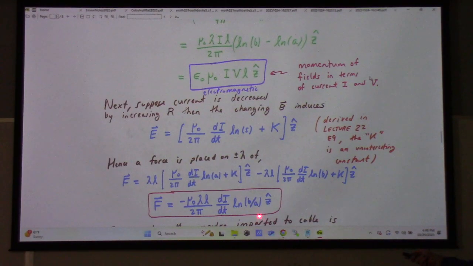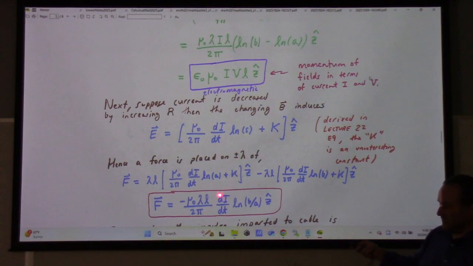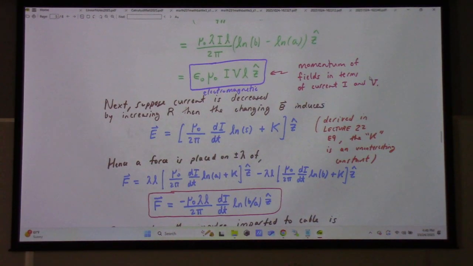But what is that? Well, we're not done yet. So that's the force that's applied as a result of the current changing, and I'm not giving you the details of how the current changes. It doesn't matter, actually. Because if we want to calculate the impulse, right?